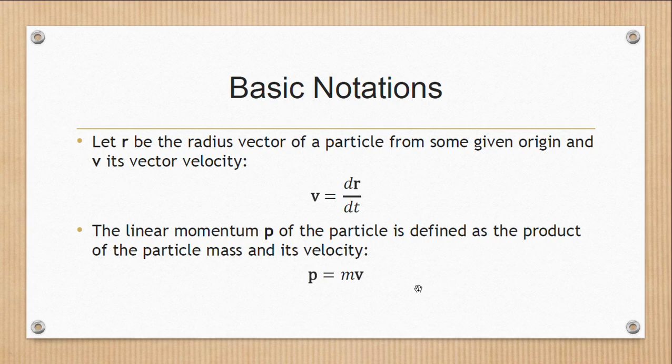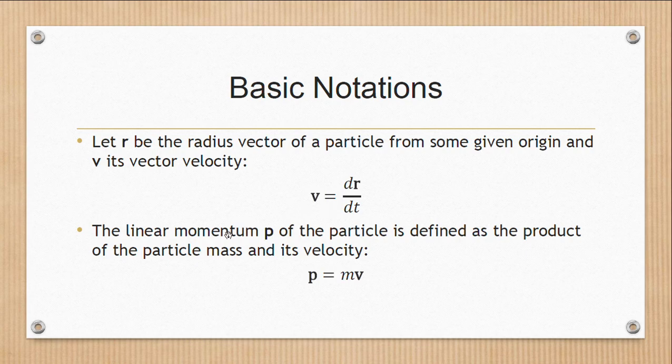Here v is equal to dr upon dt. Velocity is the rate of change of distance. t is here time. With respect to time, what is the change in r? That is called the velocity vector. r is the radius vector and v is the velocity vector. Both are vector quantities, therefore they are bold-faced.